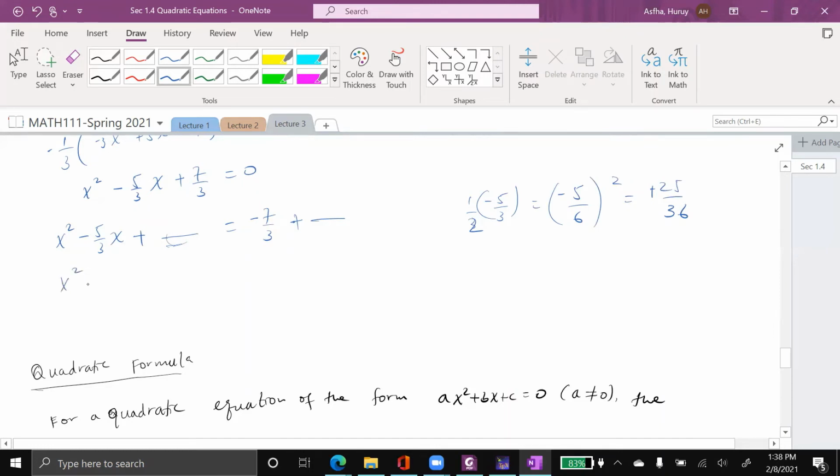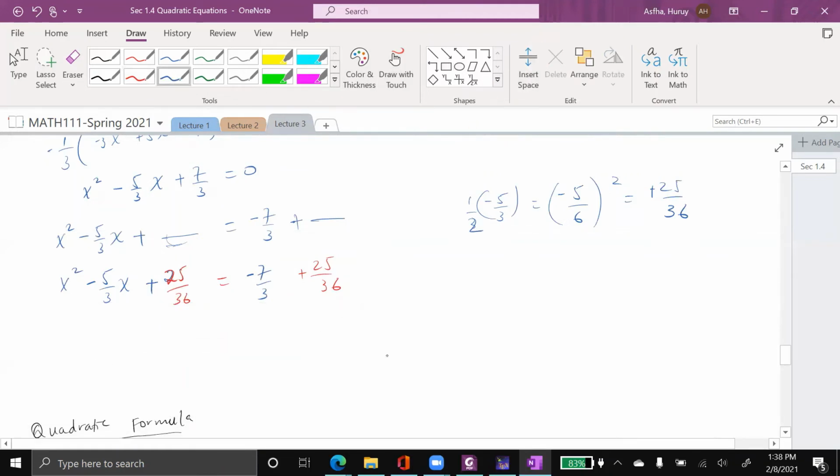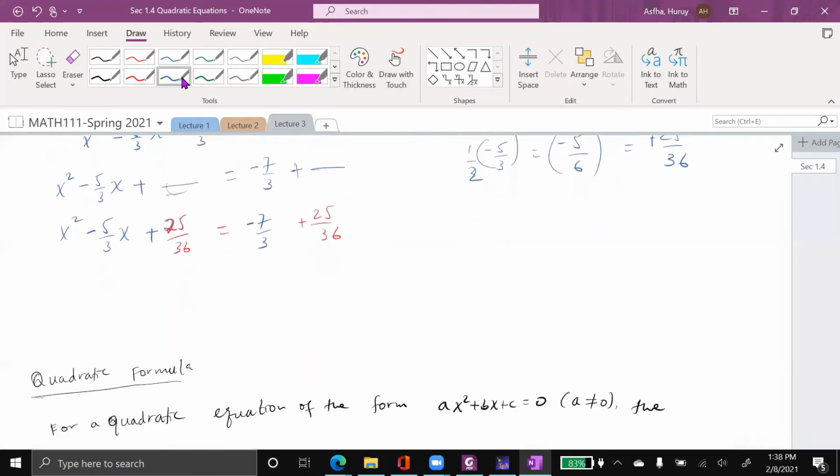Therefore, I have x squared minus 5 over 3x plus 25 over 36 equals negative 7 over 3 plus 25 over 36. So the left side, now I can write this one as a perfect square. This is x minus 5 over 6, squared. Not 3, this is 5 over 6, half of this number.